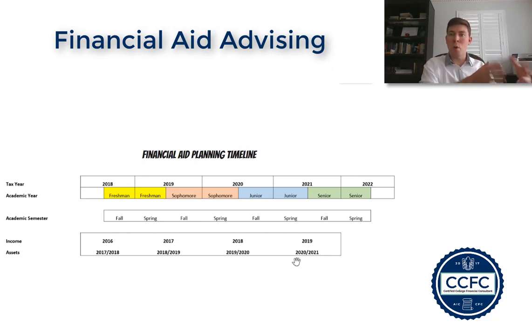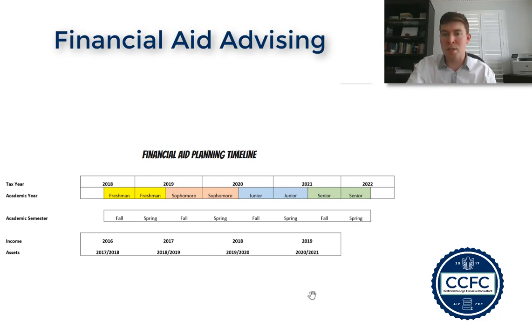So we're doing proactive planning ahead of time to make sure any major events are happening before 2016. And then when it comes to taking distributions from 529 plans that are maybe owned by grandparents or non-custodial parents, that those are happening in the tax years after 2019. So they actually won't have any impact for financial aid purposes. So that's really important to do.